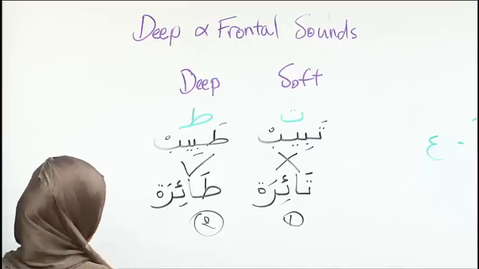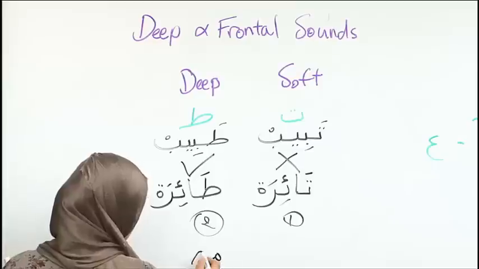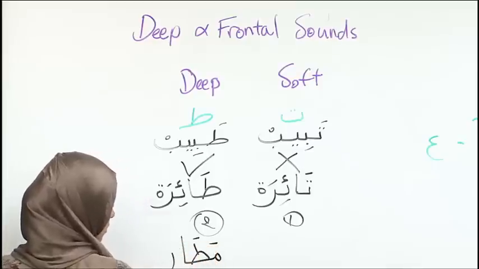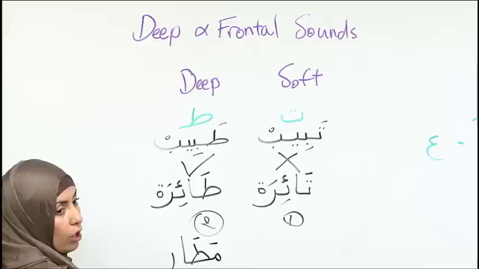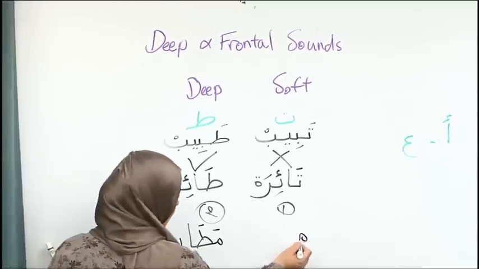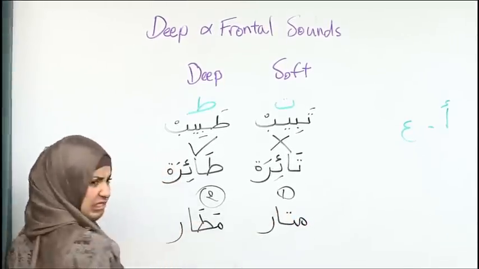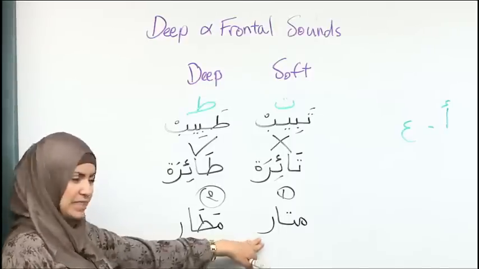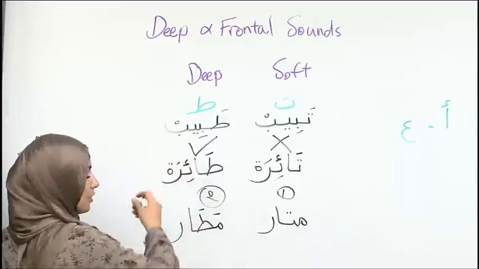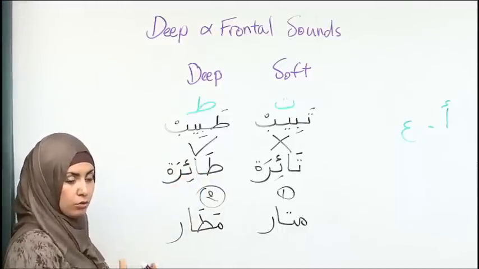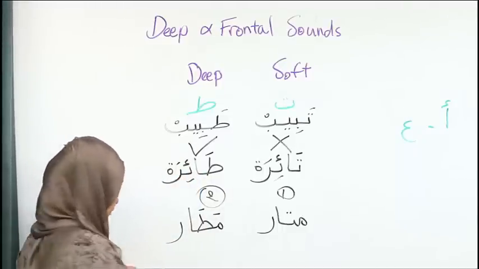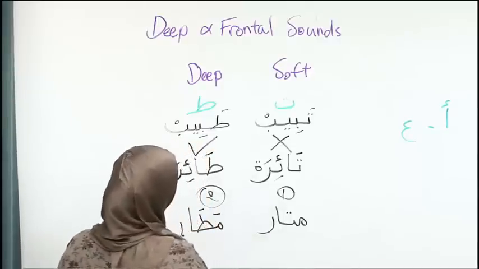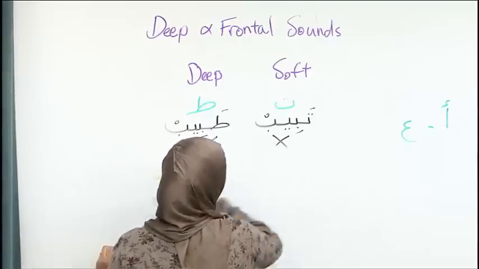Okay? Let's take another one. Motor. And matar. Matar. Airport. Matar does not exist. So you've got to be careful with the t and ta. All right? So that's an example for t and ta. Let's take another one.